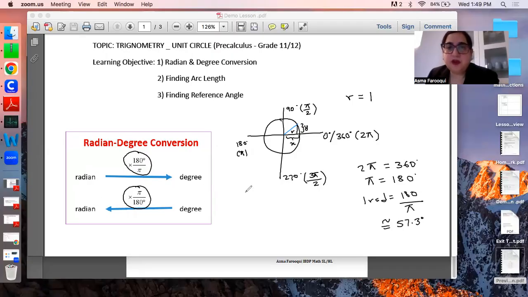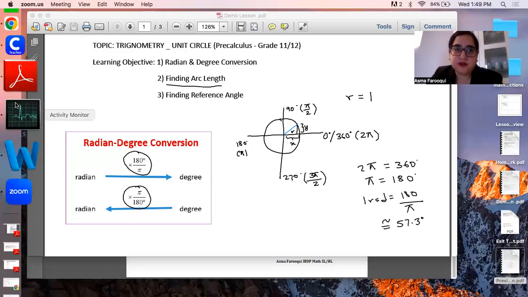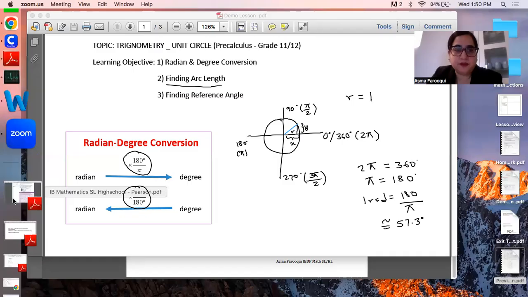This is a very important conversion, because when we go to the next topic, finding arc length, please remember the unit circle's standard form is always given in radians. That's why we should know the conversion, so that we can convert the angle back to radians if it's given in degrees. Now let's look at the questions here. How do we do conversion? I'll just give you an example.